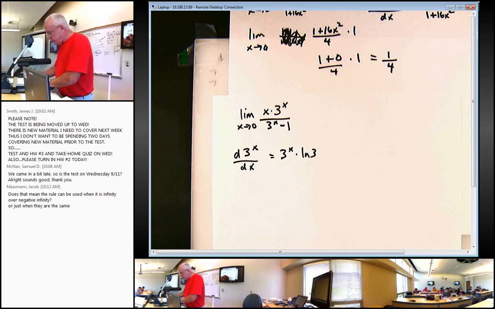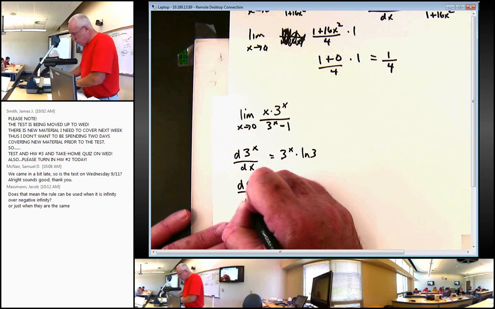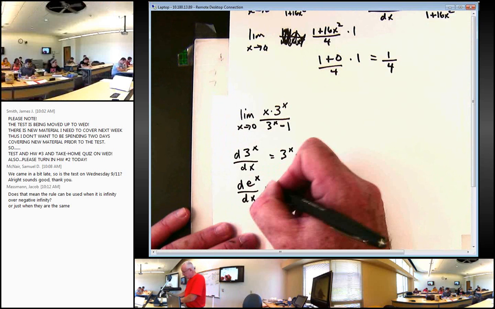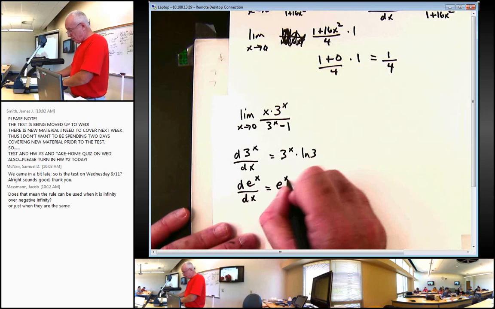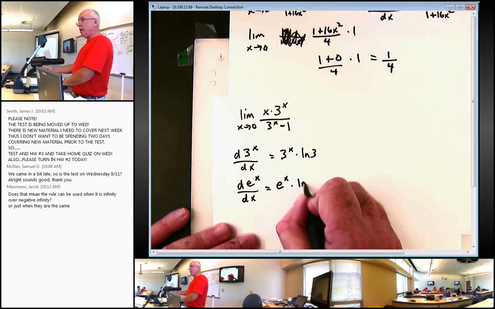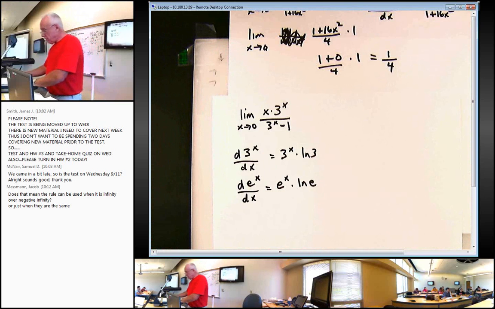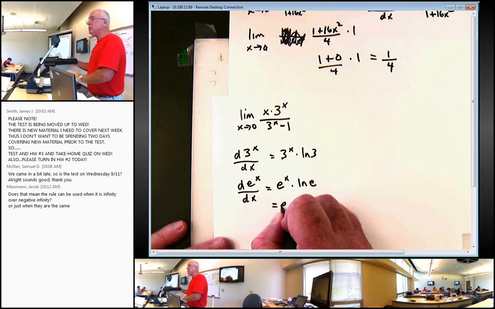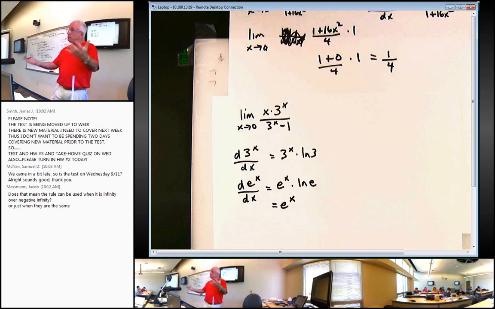Notice, let me just say this, notice that if our base were the natural base e, it comes out to be, okay, we repeat the e to the x power function, but then we multiply it by the natural log of the base. Well, the ln of e is just equal to 1. So this is consistent with the other formula, because the derivative of e to the x is itself e to the x.